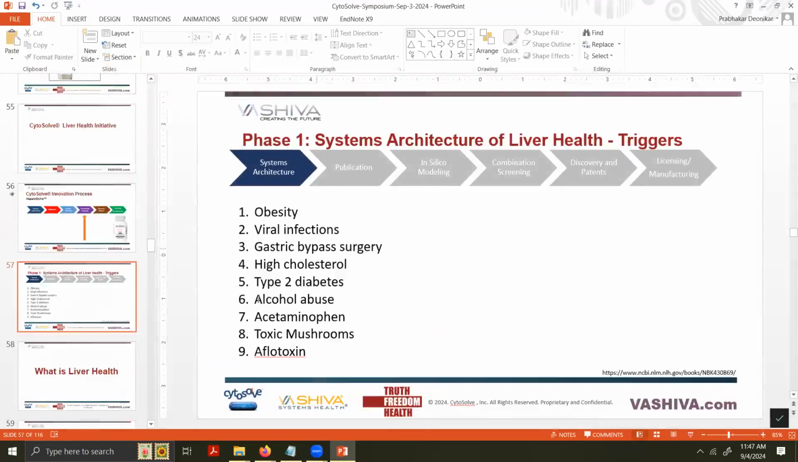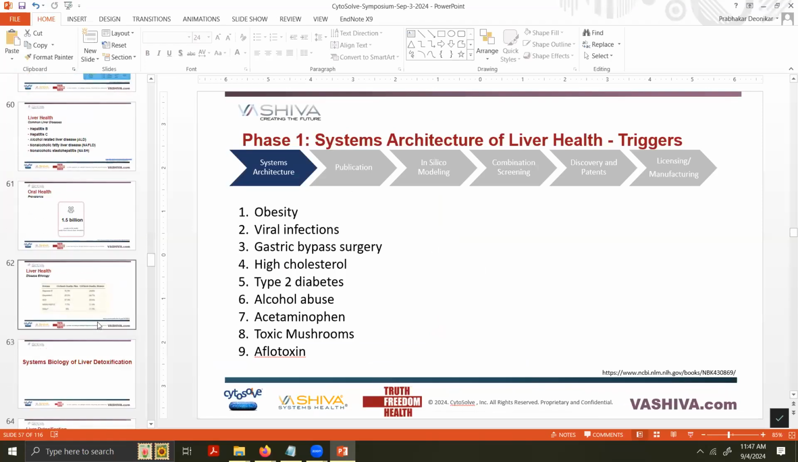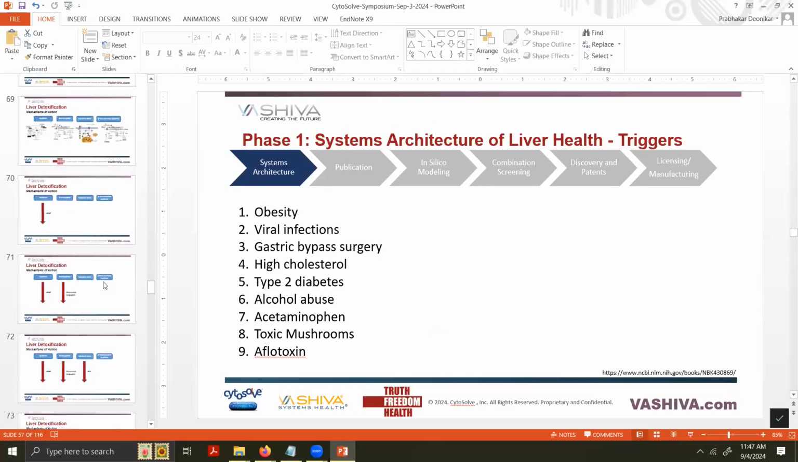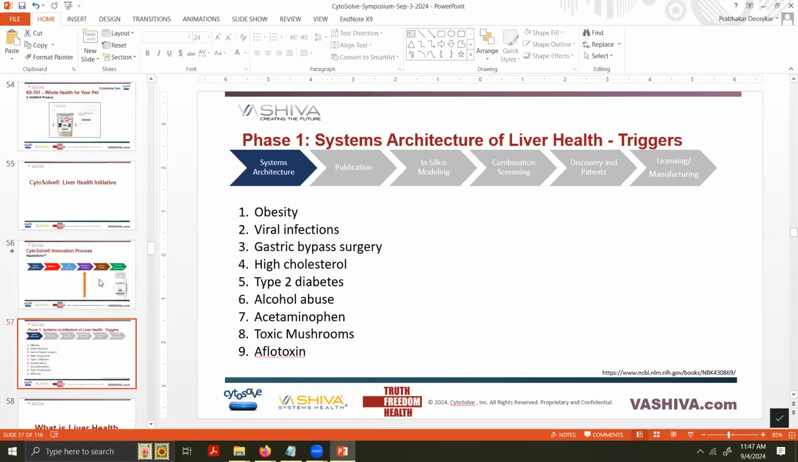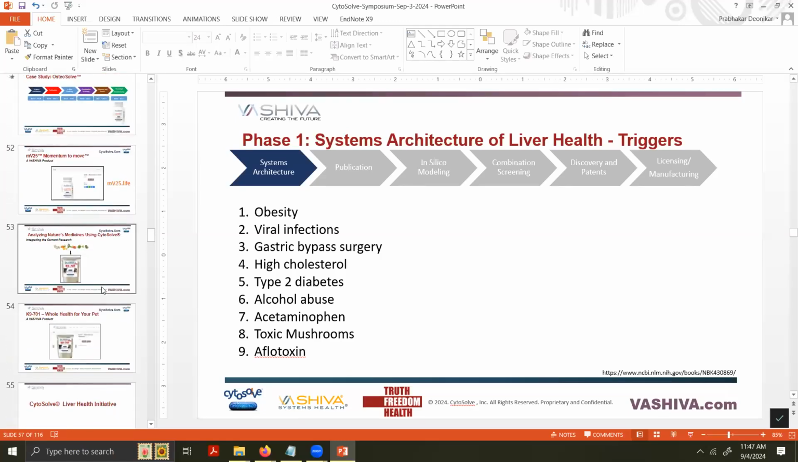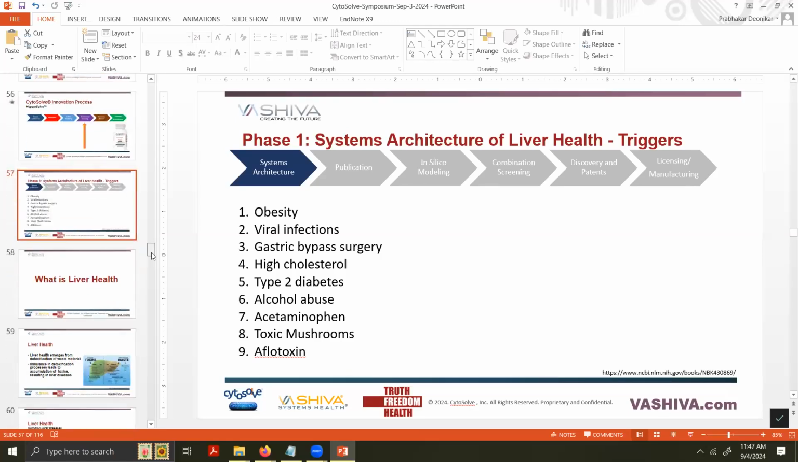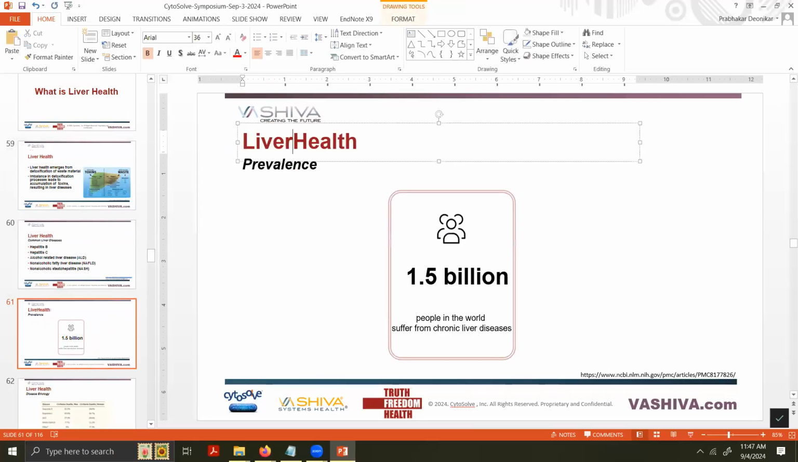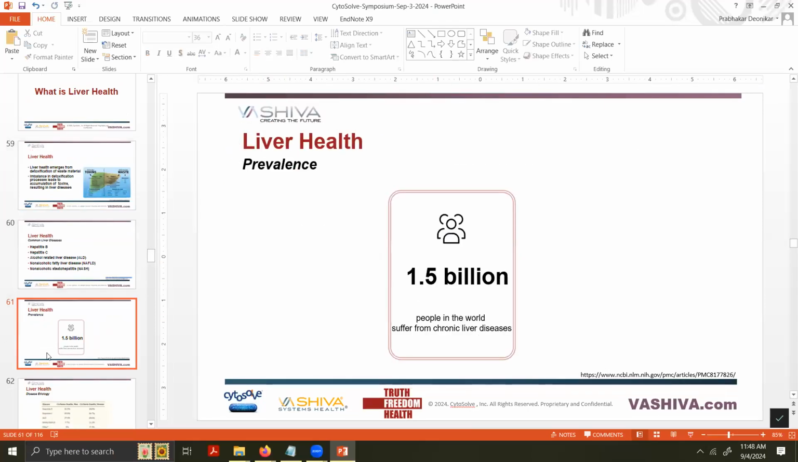So 1.5 billion people in the world have liver health issues. If you think about it, that's roughly 20% of the global population, 8 billion people on the planet. So it's not something small. It's quite a significant area. From a market standpoint, anything that supports liver health is very, very good. Turmeric is one of the herbs that supports it, and we'll also talk about glucaric acid shortly.